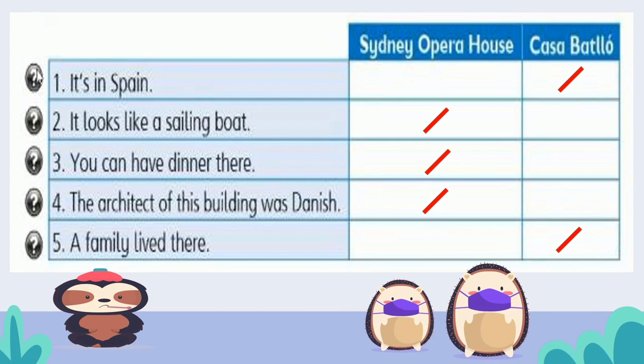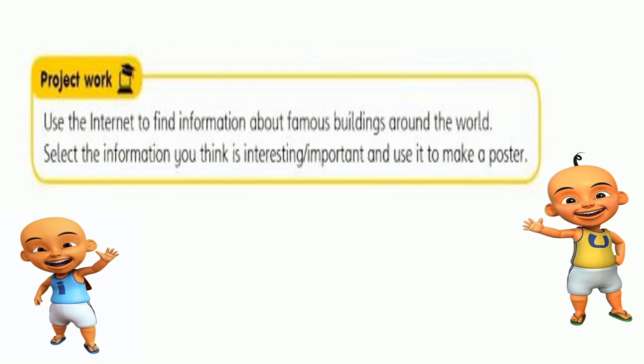Casa Batlló. Project work. Use the internet to find information about famous buildings around the world. Select the information you think is interesting or important and use it to make a poster. Sila gunakan internet untuk cari maklumat mengenai bangunan-bangunan terkenal di seluruh dunia. Pilih maklumat yang kamu rasa menarik atau penting dan gunakan ia untuk buat poster.